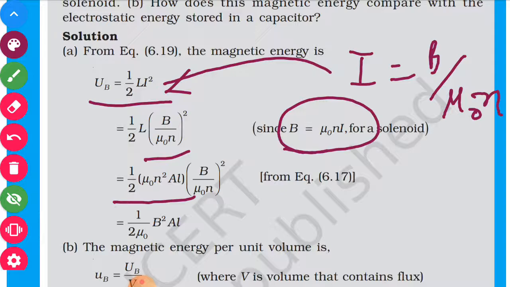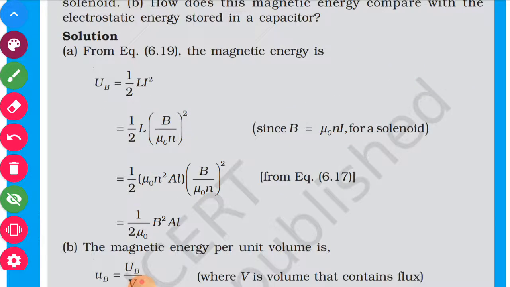As you know, L is the self inductance, and self inductance is mu 0 n square A l. So instead of L we are writing mu 0 n square A l, and this value you keep as it is. If you simplify this and rearrange, you will get 1 upon 2 mu 0 B square into A l, which is the energy stored in the solenoid.